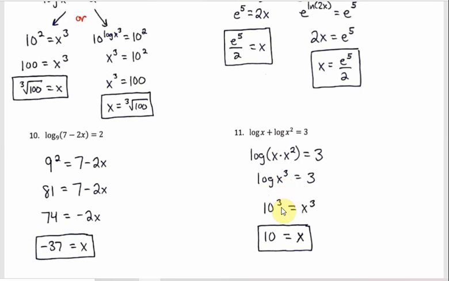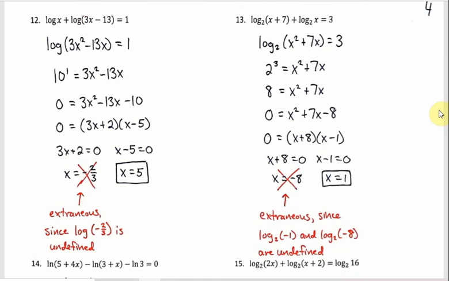So 10 to the third power would have to be equal to x cubed. But then if 10 cubed equals x cubed, 10 would have to be equal to x. I guess technically you take the cube root of both sides, but I think you can see it right there that that would have to be the case, that 10 and x would have to be the same.